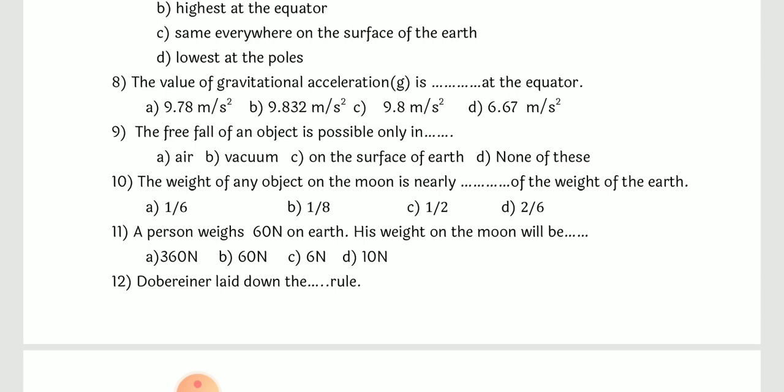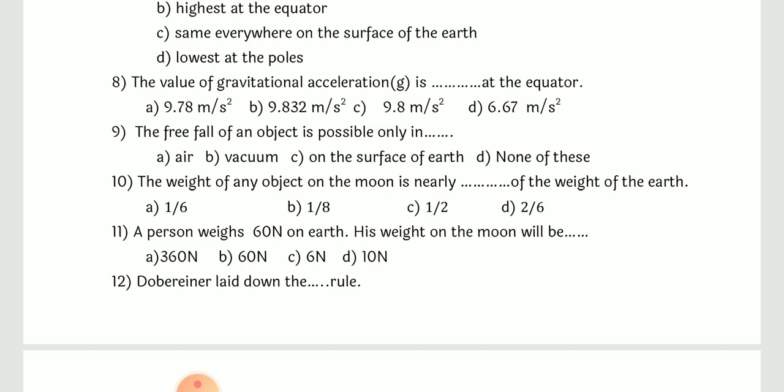11th one, a person weighs 60 Newton on earth, what will be his weight on the moon? See, you have to relate with 1/6, that is 60 multiplied by 1/6. So what will it come? It will come 10 Newton. So the person will weigh 10 Newton.